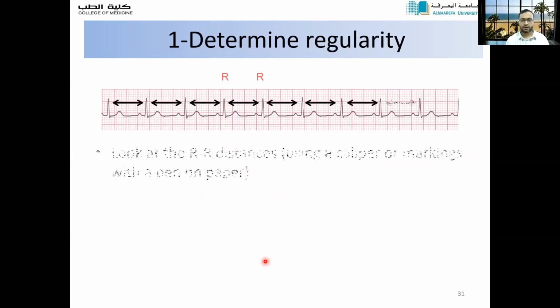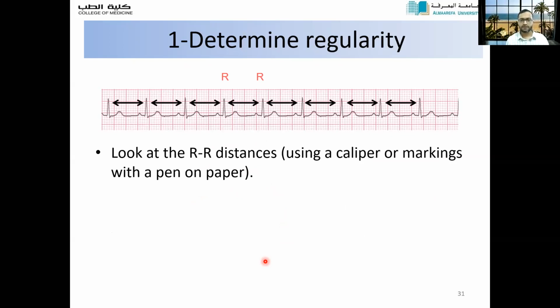When we say regular, what does it mean in terms of ECG or in terms of heart? We are checking that all the beats are coming at the same interval. Or in other words, all the cardiac cycles that are happening have the same time duration. In other words, you are measuring the time duration from one beat to another beat.